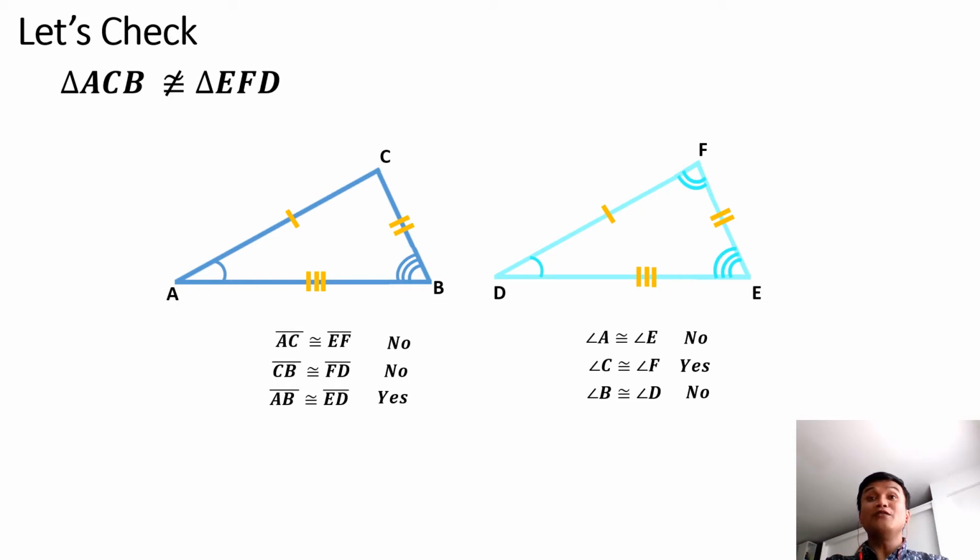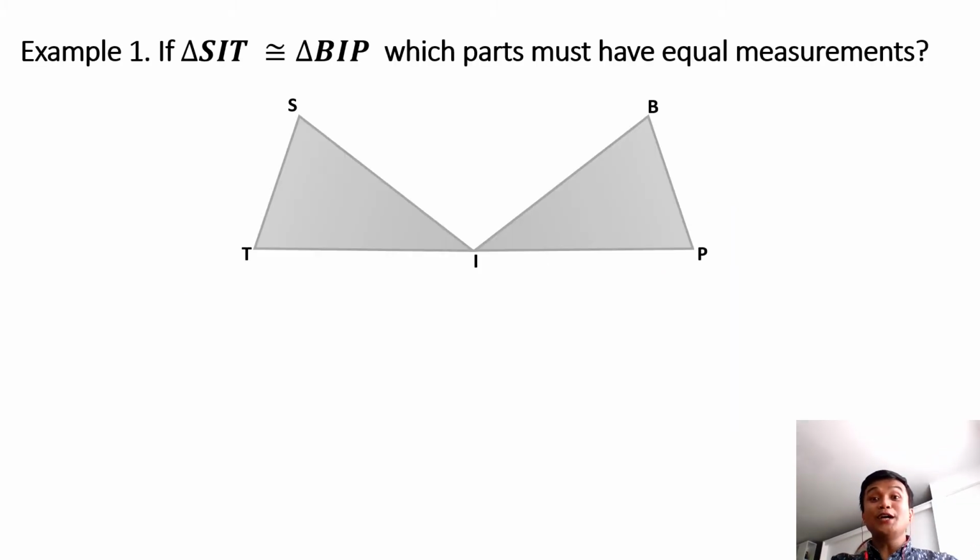Properly pairing the vertices of these two triangles is very important in triangle congruence. Now, let's try to answer the following example. You can get your notebook and ballpen to try answering this example with me. Thank you. Example number 1. If triangle SIT is congruent to triangle BIP, which parts must have equal measurements? Okay, let's try to find their equal sides.